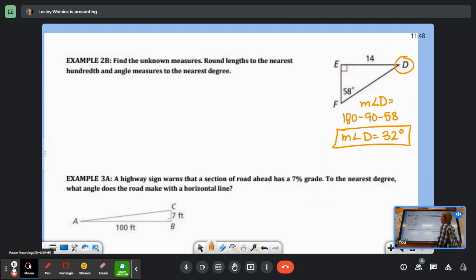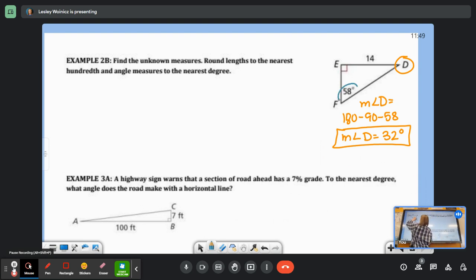Which one do you want to do first, leg or hypotenuse? Hypotenuse. Okay, let's do the hypotenuse. So we start from the angle that we're given. It's a really good habit because then we don't have any rounding errors. And if you made a mistake on an earlier one, then you don't introduce that mistake into the rest of your problem. So if you start with what you're given, you're better off.